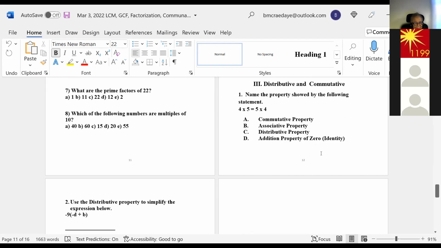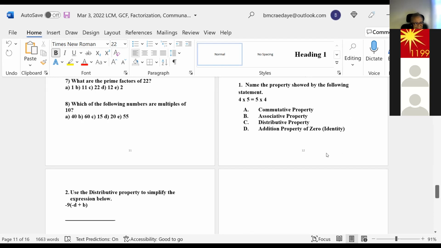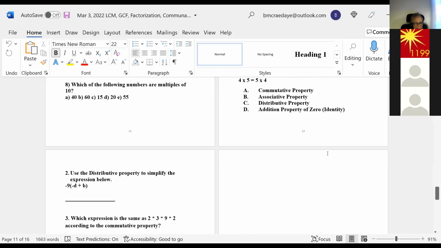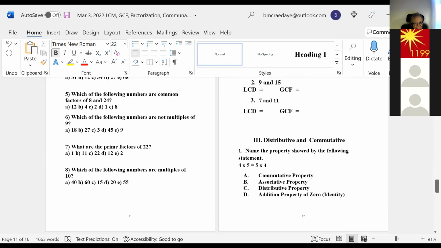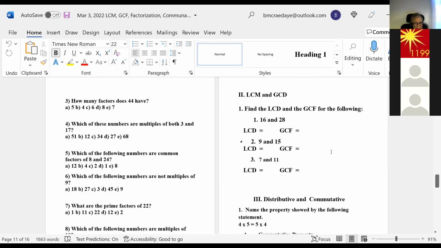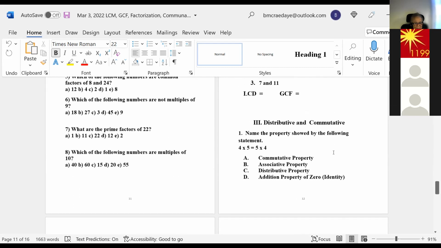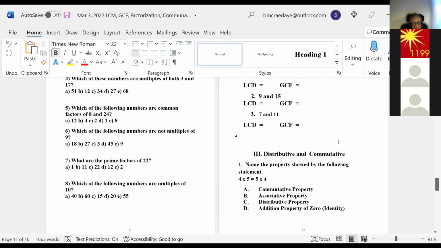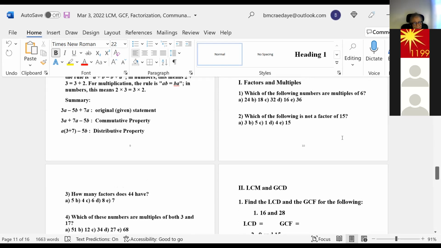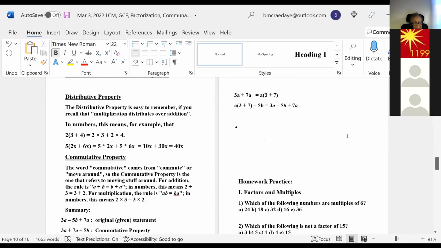I don't think I could do this one. Which one? Scroll down a little bit. Oh, this one? Yeah, this one. 4 times 5 is 5 times 4. Which one is that? You know that. It's a long time since I've done this. Waking my rusty brain. Well, you go back up.